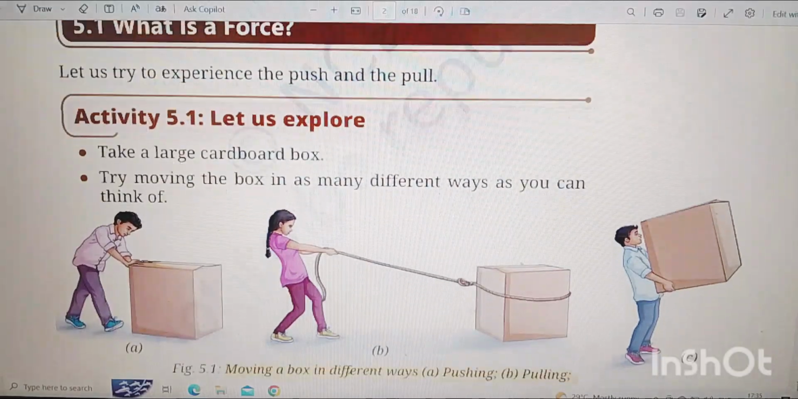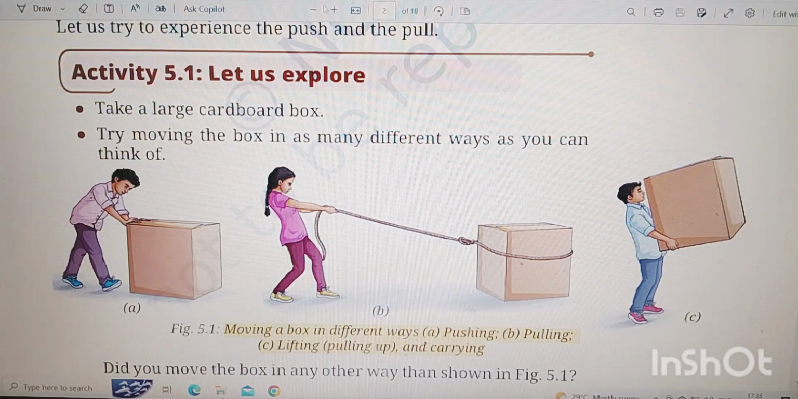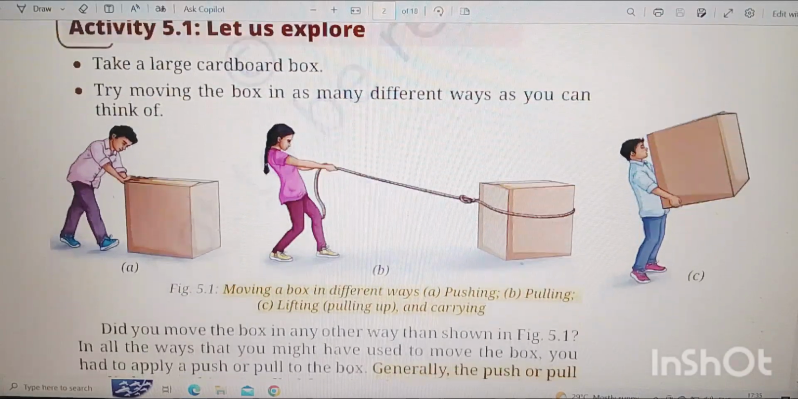So here you can see three images. One is a boy trying to move this object. Okay, first image, the boy is actually pushing the box forward. Second one, the girl has tied a rope on that object and is lifting, that is pulling it up. And third one is that the boy is carrying, actually lifting up the object. So three different types we can see in this image.